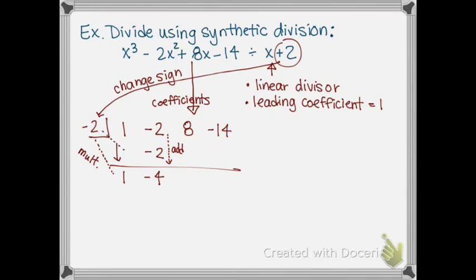What do we do next with the -2 and the -4? We multiply those. Just like we multiplied at the beginning, we multiply those and we're going to get an 8. What do we do with the 8 and the 8? We add. And then lastly, what do we do with the 16 and the -2? We multiply. And 16 times -2 is -32. And then lastly, we add, and that gives us -46.